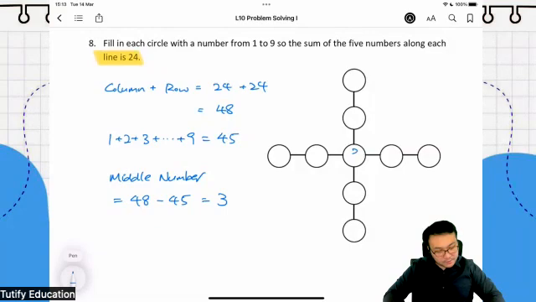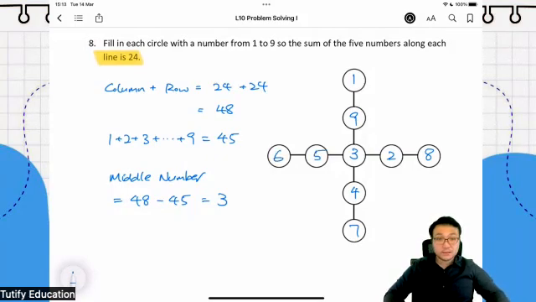So now you know what number to put in the middle. So we are going to pair up the smallest number with the biggest number, the second smallest number with the second biggest number, the third... cannot, number 3 is already used. The next smallest number with the next biggest number, then the next smallest with the next biggest.